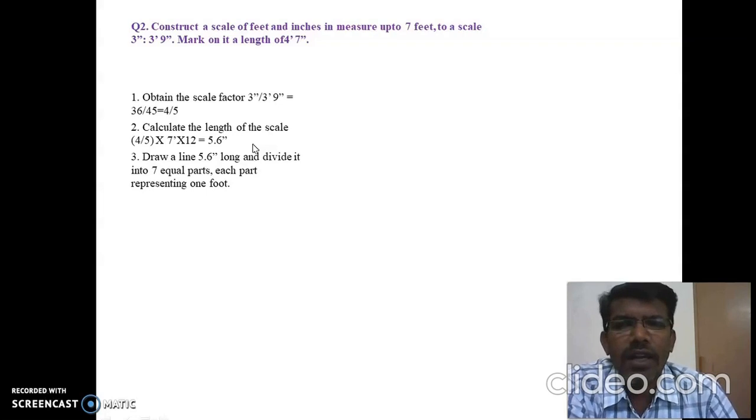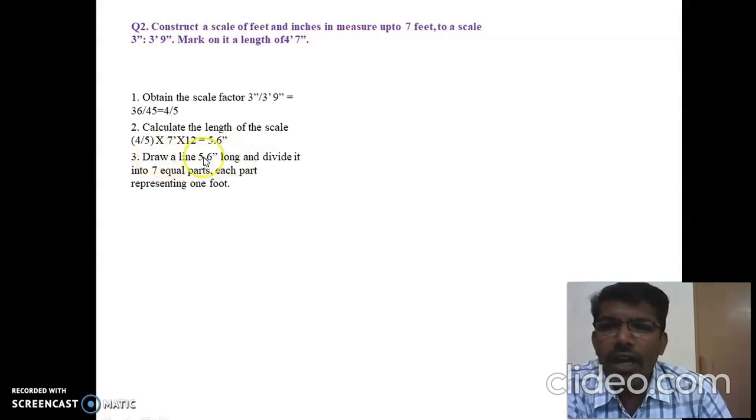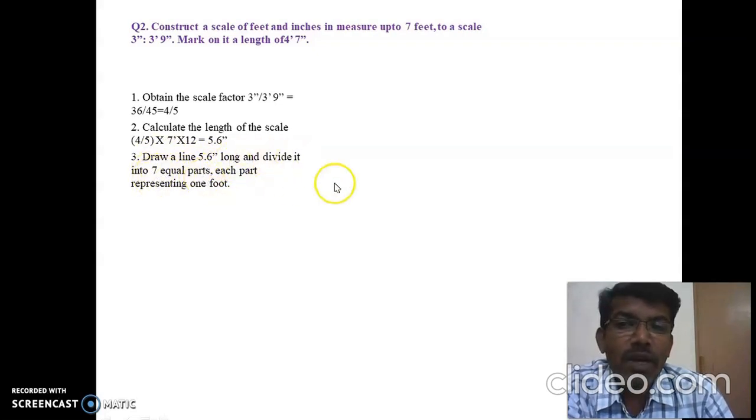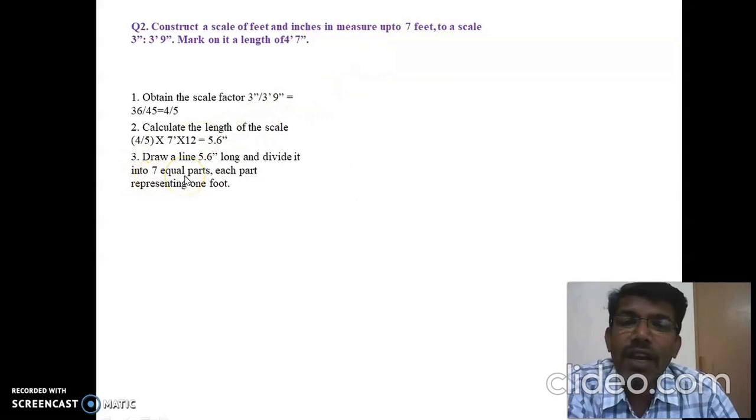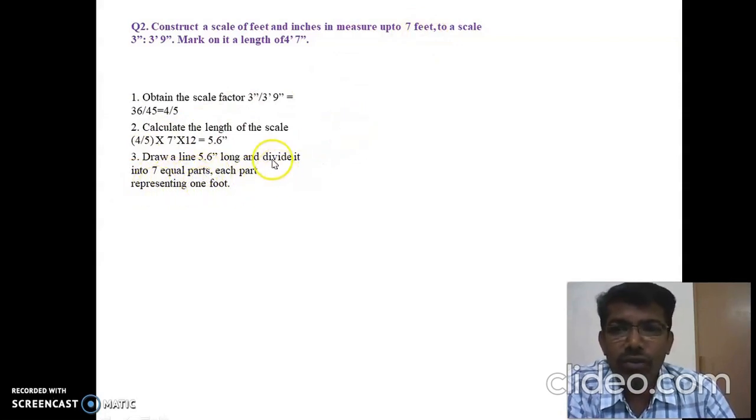So that you will get the answer, that is draw a line of 5.6 inches long and divide it into 7 equal parts. Why 7 equal parts? Because the total length of the scale is representing 7 feet. That is why I am making 7 equal parts. So every individual scale problem will have different divisions, not always 10 divisions or 7 divisions or 6 divisions. Depending upon the problem, depending upon the maximum length to be found, that is representing on the scale. That is why here 7 feet is the maximum distance, so I am making it 7 equal parts. Each part represents 1 foot, sorry.